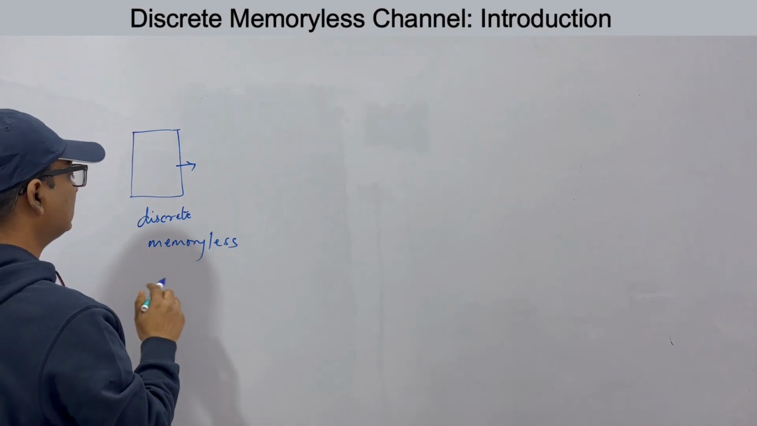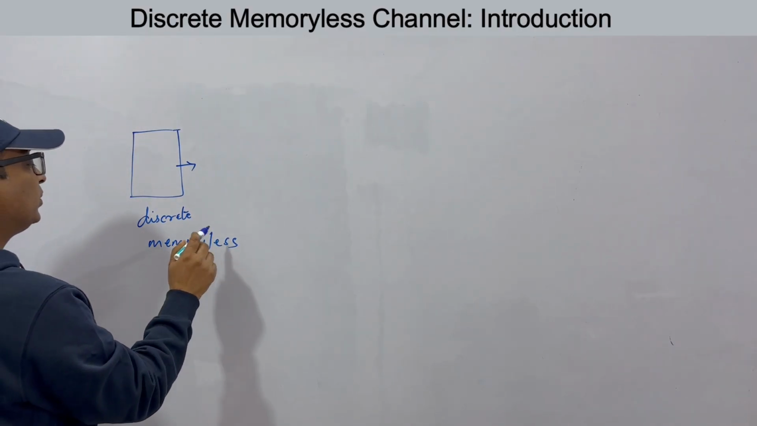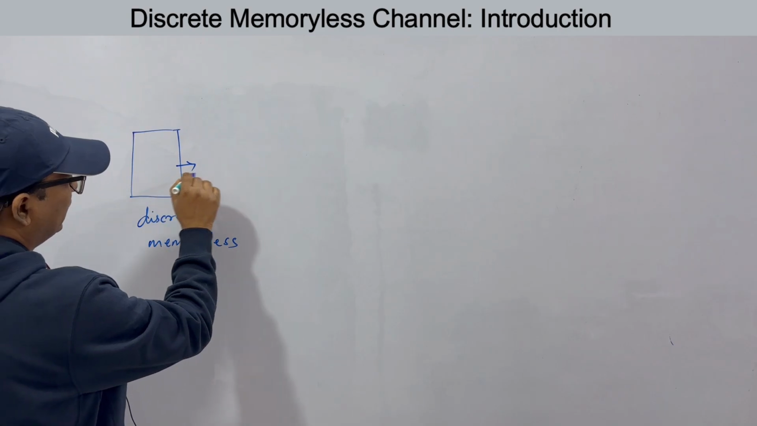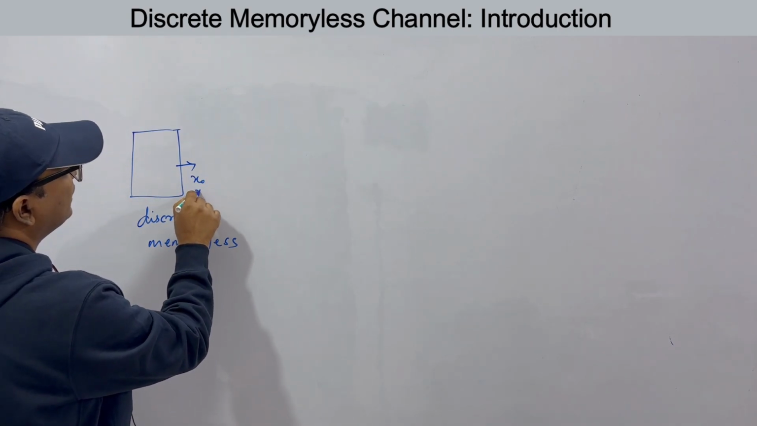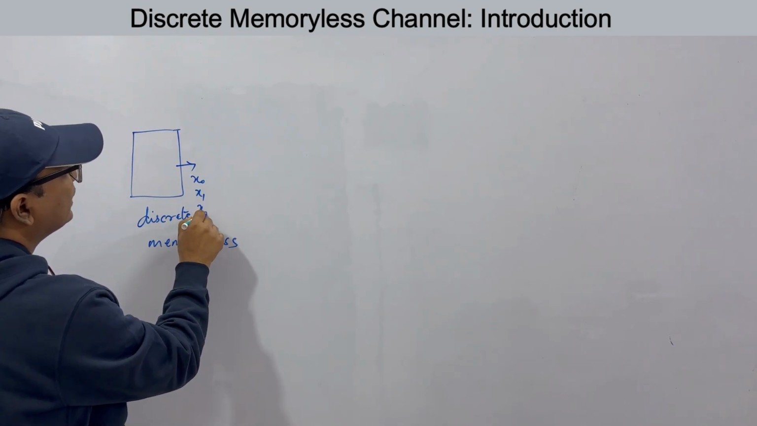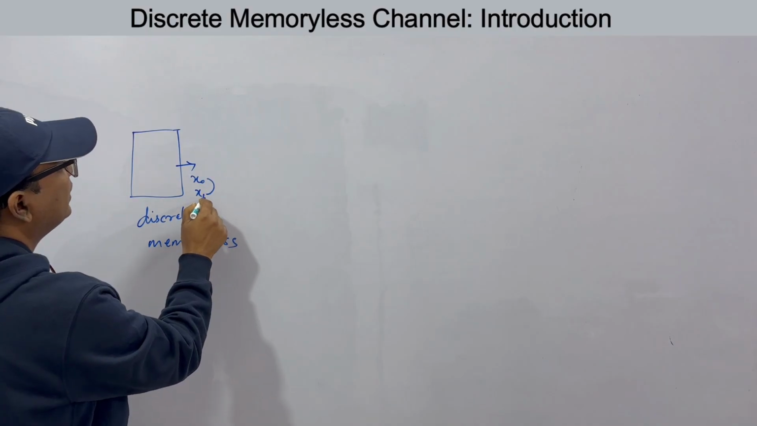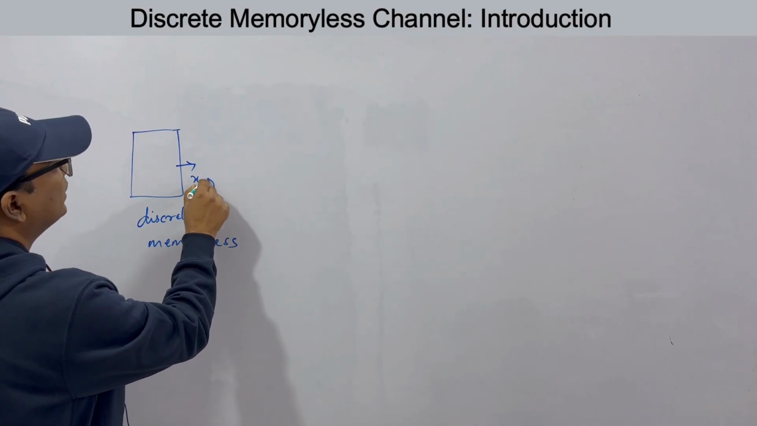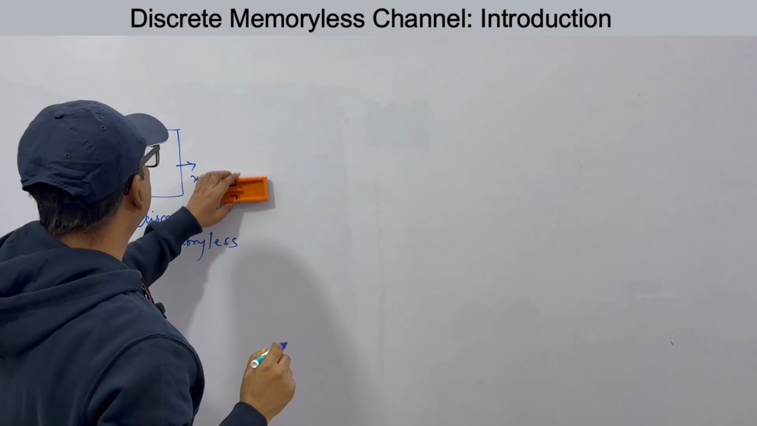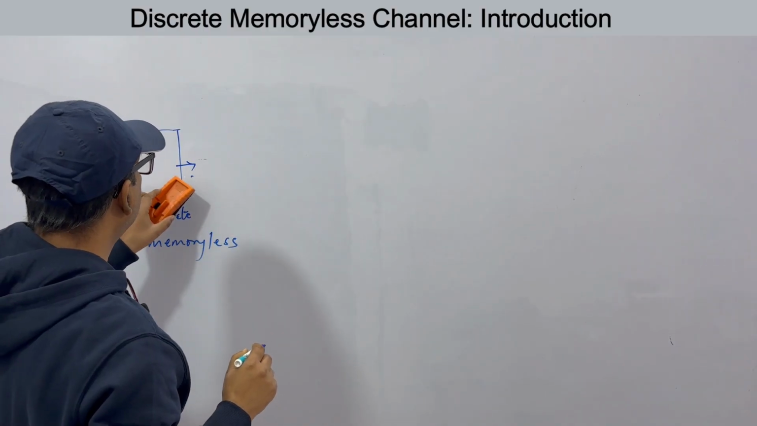It has finite size. And memoryless means that if we get x0 and then we get x1 and then we get x2, then x1 is not dependent on x0 or x2. This is the meaning of memoryless. So we had discrete memoryless source.